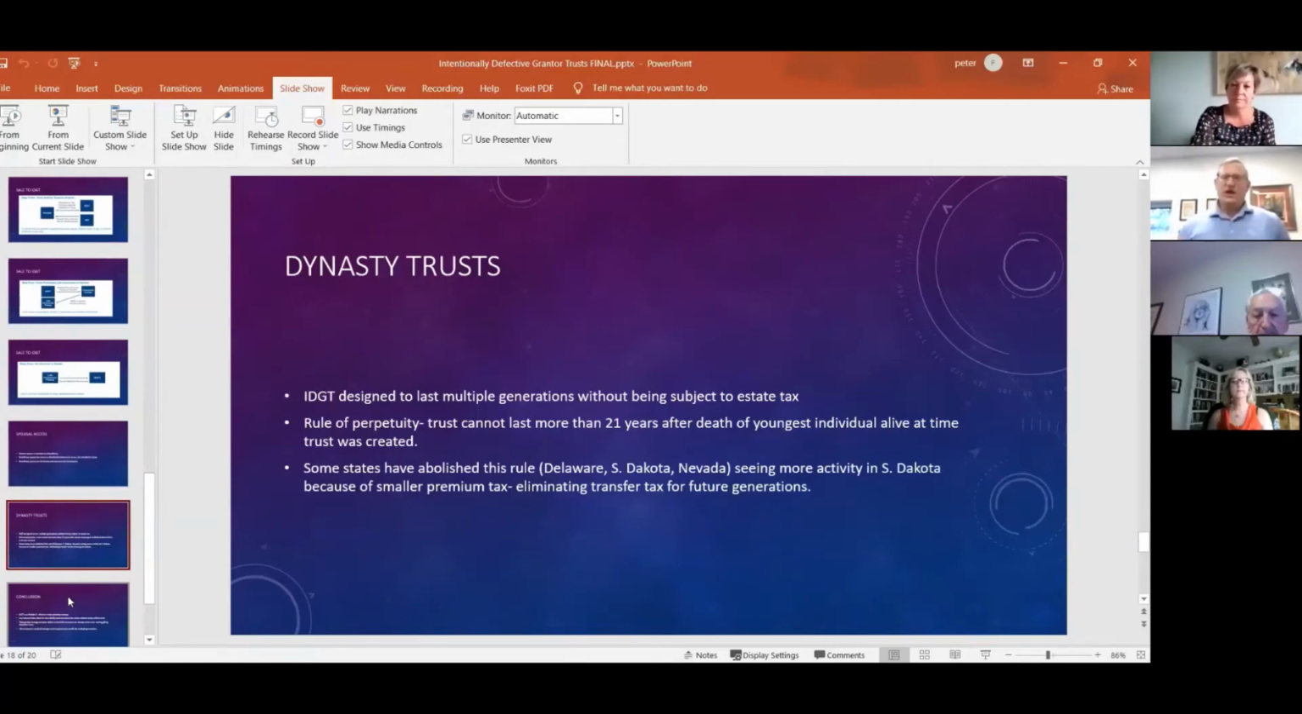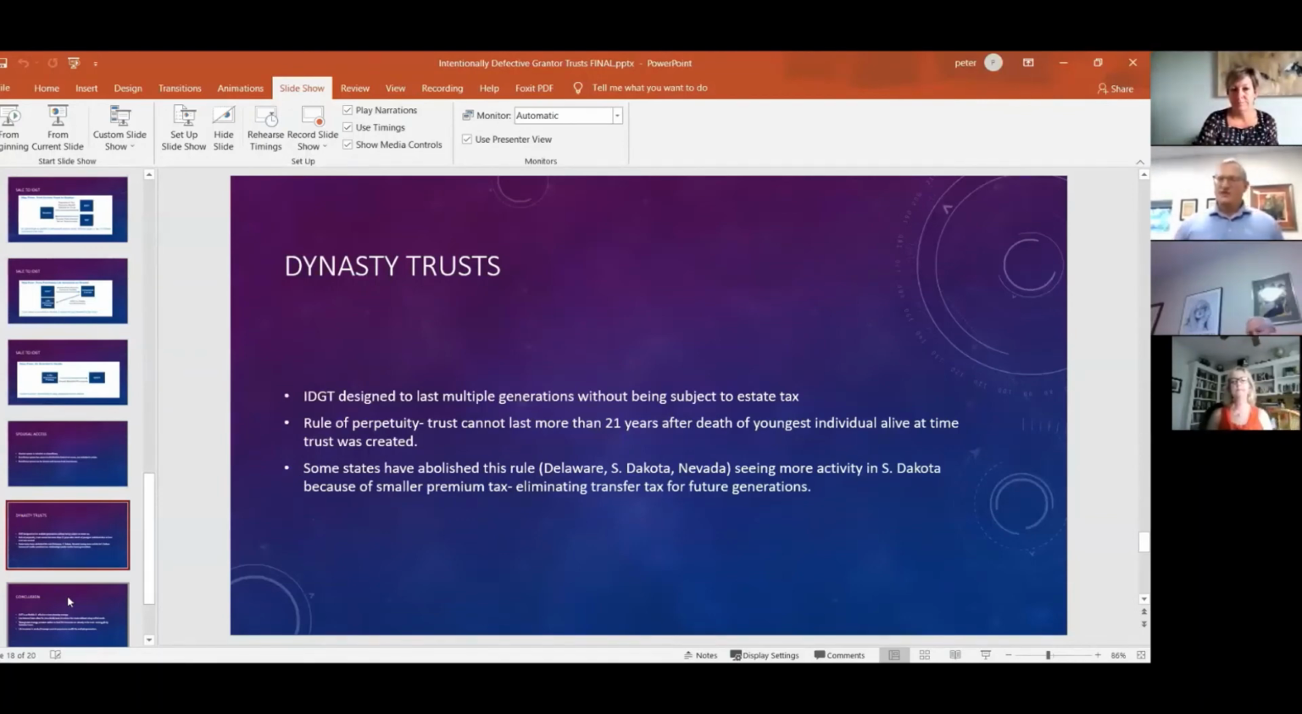Through these trusts, we not only can benefit the next generation, these can be set up as dynasty trusts. So a defective grantor trust that can last multiple generations without being subject to estate tax. Many of the states have what they call a rule against perpetuities, which says that the longest time period that a trust can last is 21 years after the death of the youngest beneficiary that was alive at the time the trust was created. So that's the rule that we have here in New York and in many states.